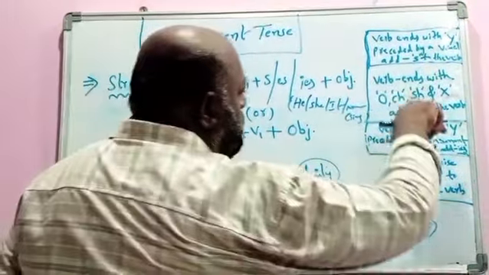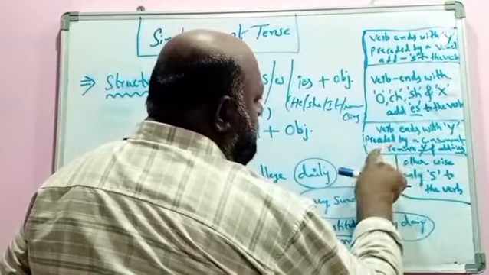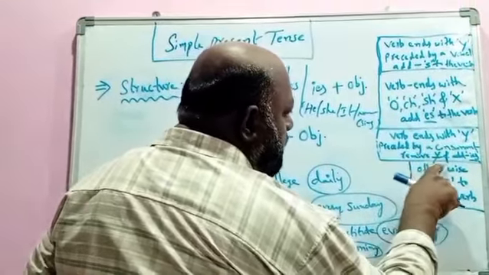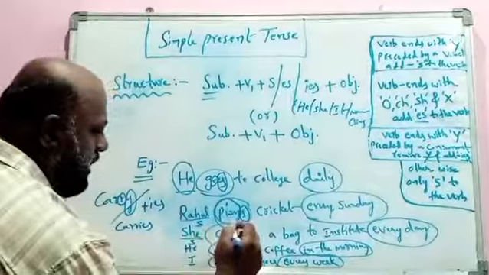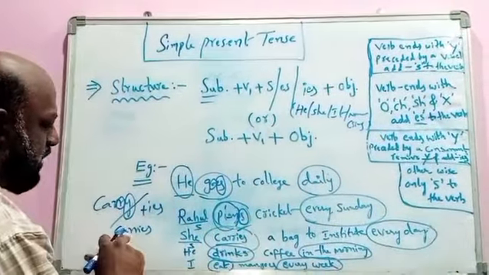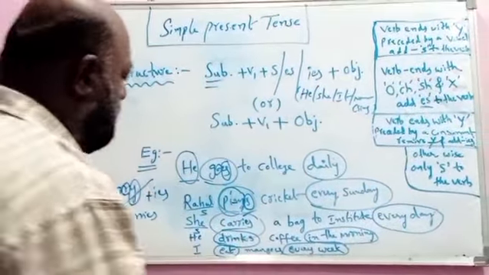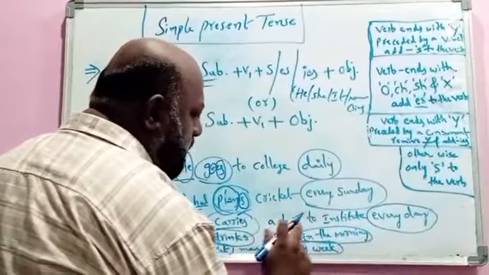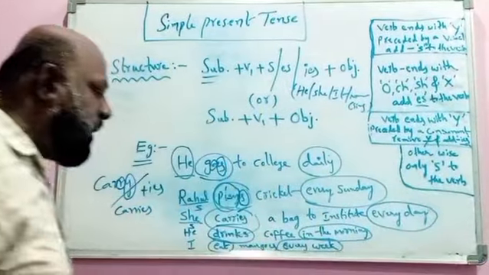See here, all of you. The verb ends with Y, preceded by a consonant. Remove the Y and add IES. So we have added IES here. Now what is the sentence? She carries a bag to institute every day. Now grammatically it is correct.